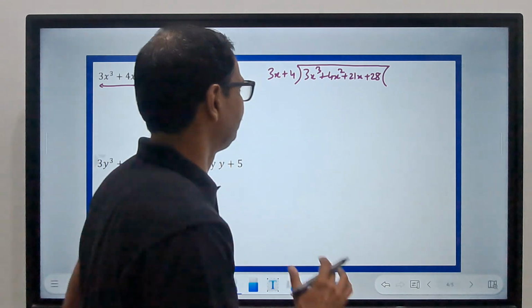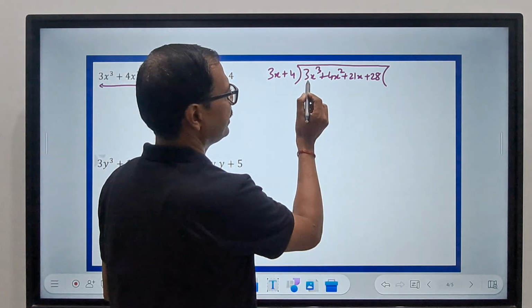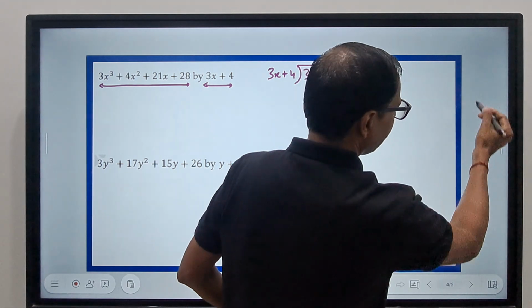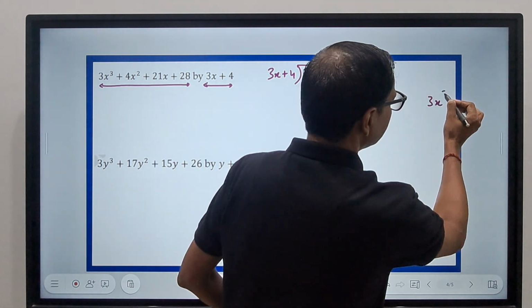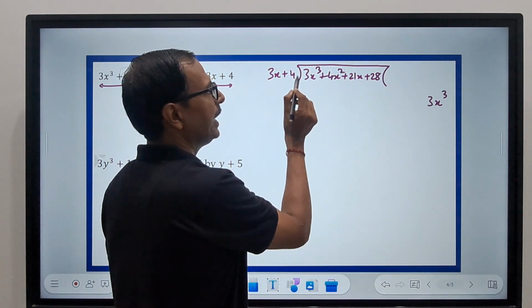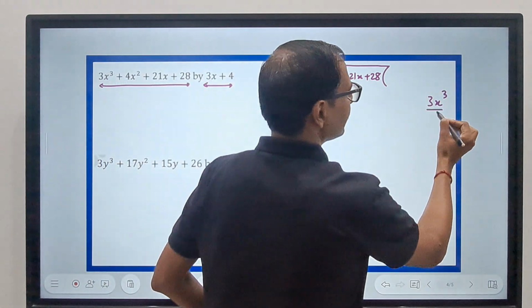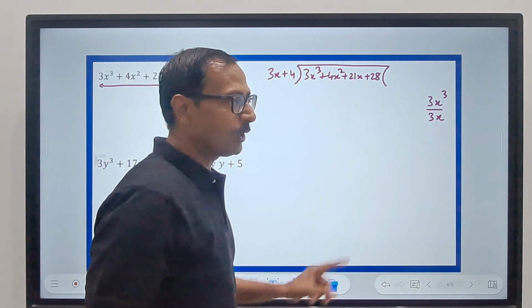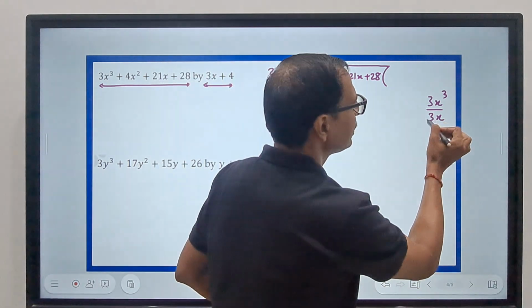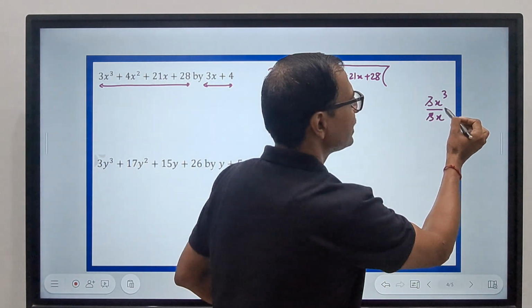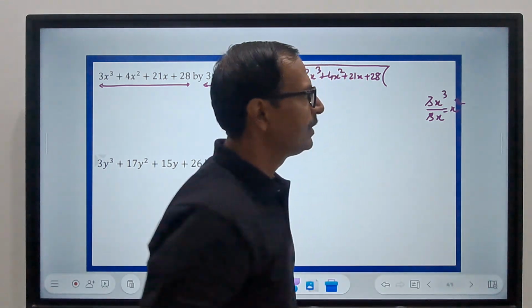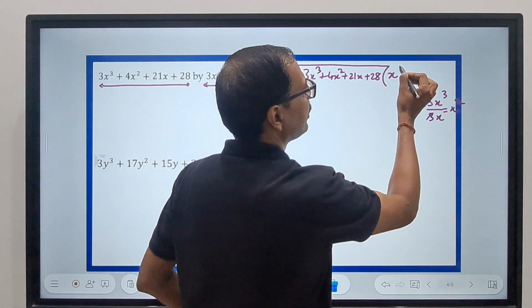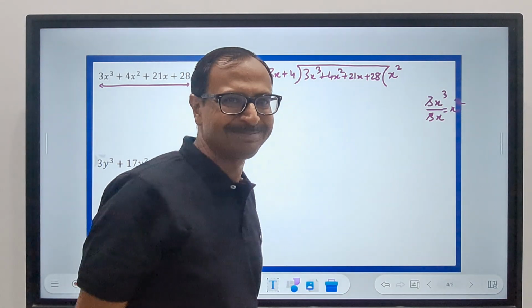Okay, so the first term here is 3x cube, right? So I'll use a rough column here, 3x cube. This is the first term, and here the first term is 3x. So I will divide them. The first term divided by the first term. What do I get here? 3 cancels out. X cube upon x is x square, right? So I get x square, which becomes the first term of my quotient.